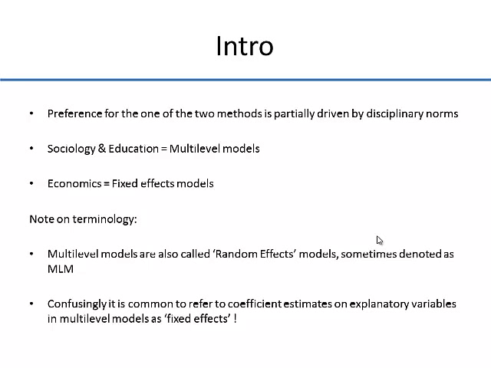So in sociology, where research questions are often interested in how social context is related to individual outcomes, people working in sociology tend to use multi-level models. In education, where commonly people are interested in the effects of different types of schools on pupil-level outcomes, they use multi-level models. Whereas in economics, where the research questions tend to be a little more, I suppose, focused on a particular variable, they tend to use fixed effects models.